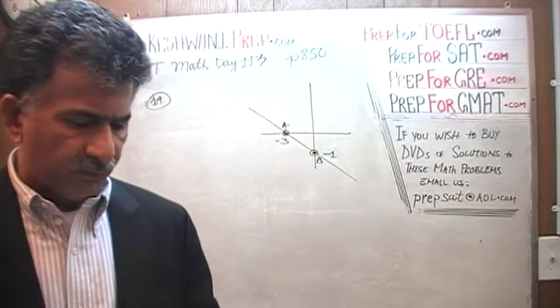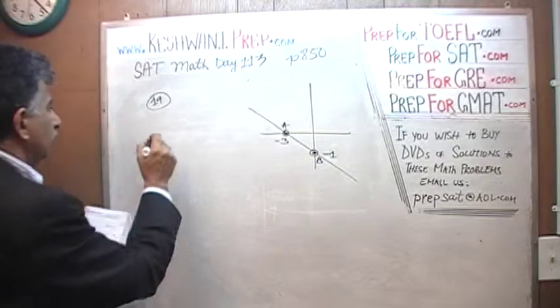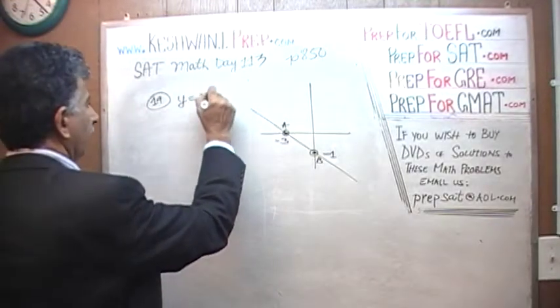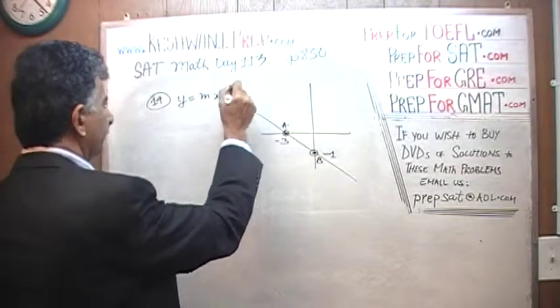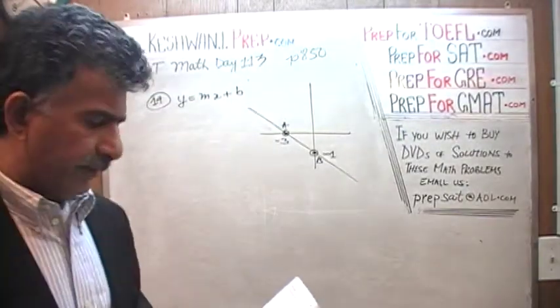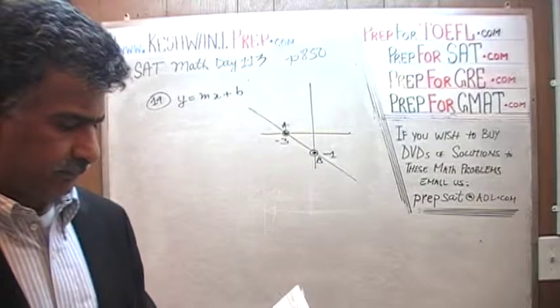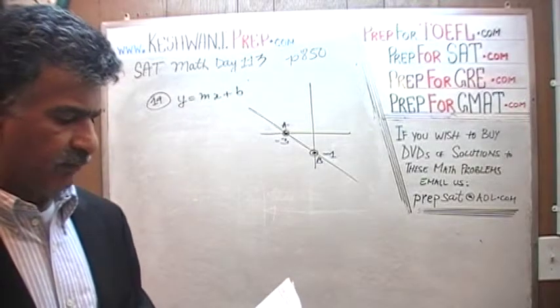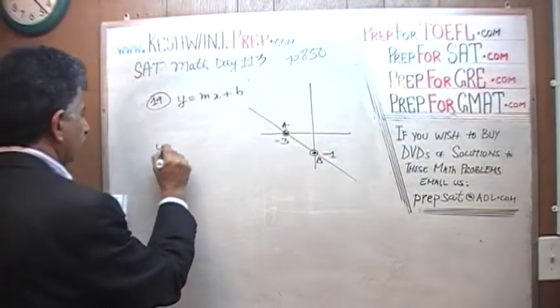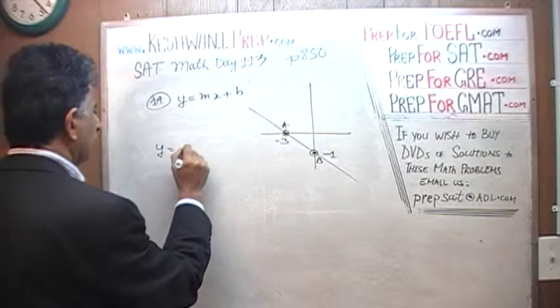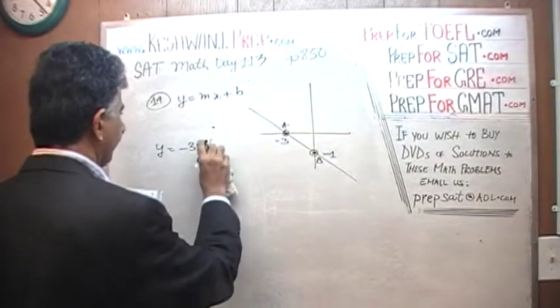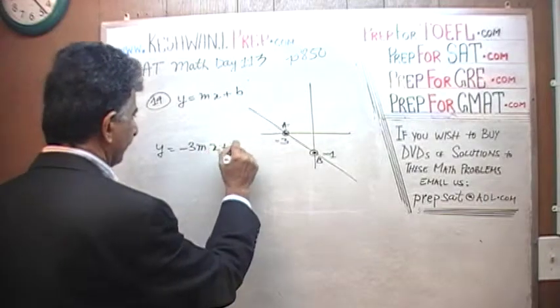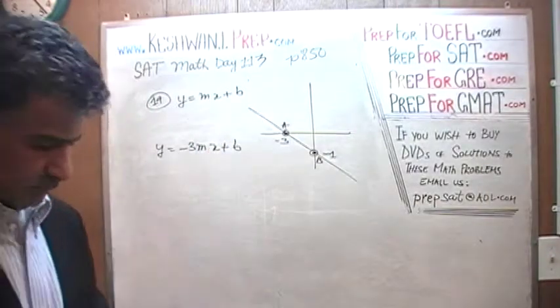The picture above shows the graph of the line y equals mx plus b, where m and b are constant. Which of the following represents the graph of the line y equals minus 3mx plus b? Alright, so there are 5 graphs.